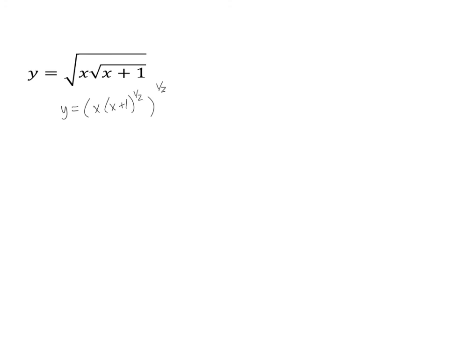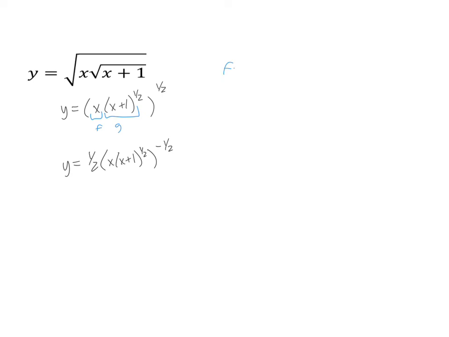So we can still do the outside derivative, that doesn't change. So let's bring the half down, drop it to negative half. So there's our outside derivative. The rest stays the same. But now the derivative of the inside is a little bit more complicated because that inside is being multiplied together. So we have to do the f times g thing.